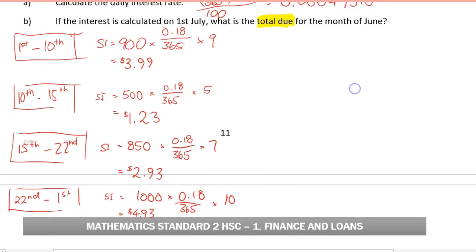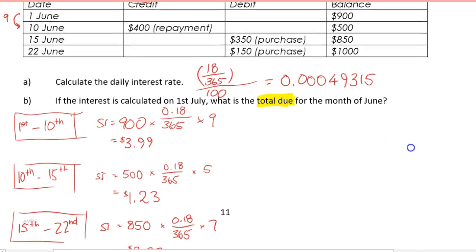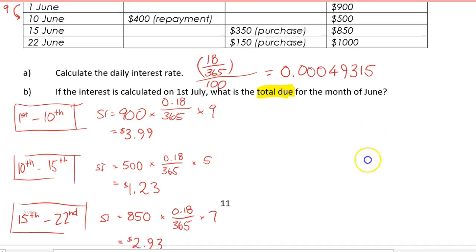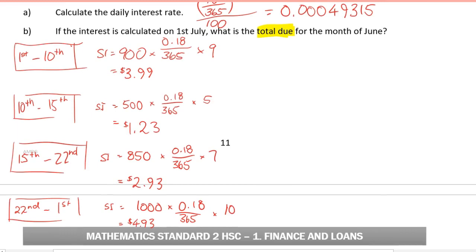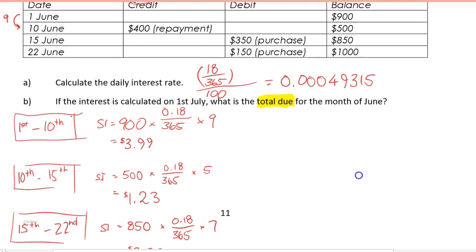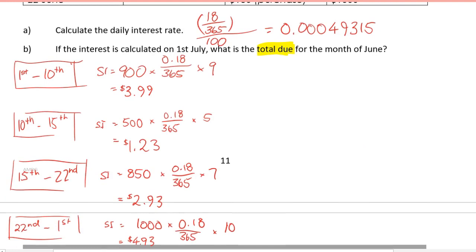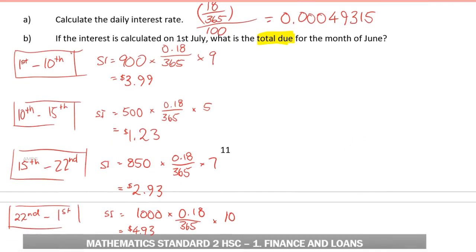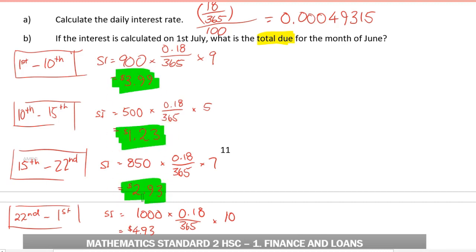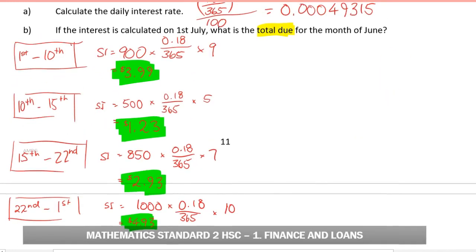Okay, so what I've done here is we calculated $3.99 interest over that first period from the 1st till the 10th. Then I've repeated the process from the 10th till the 15th of June, the 15th till the 22nd of June, and the 22nd of June until the 1st of July, using the number of days and the amount owing, the balance, at each of those periods of time. So you can see here, I've calculated 4 different lots of interest, based on what was owing and for how long it was owed.